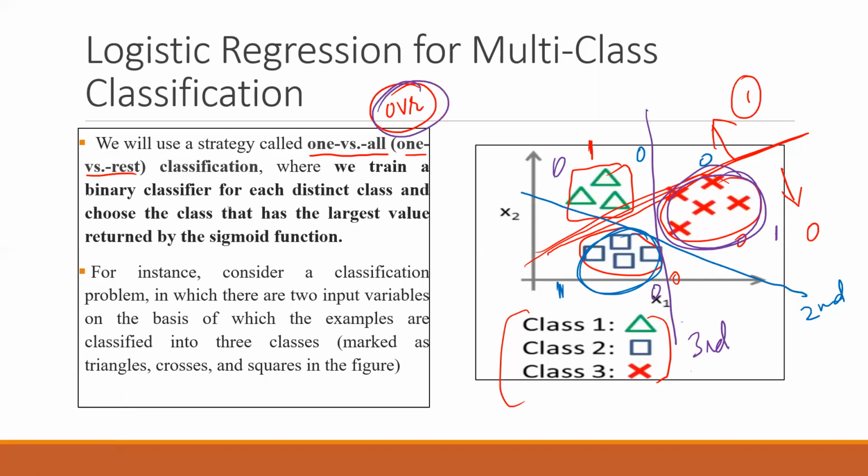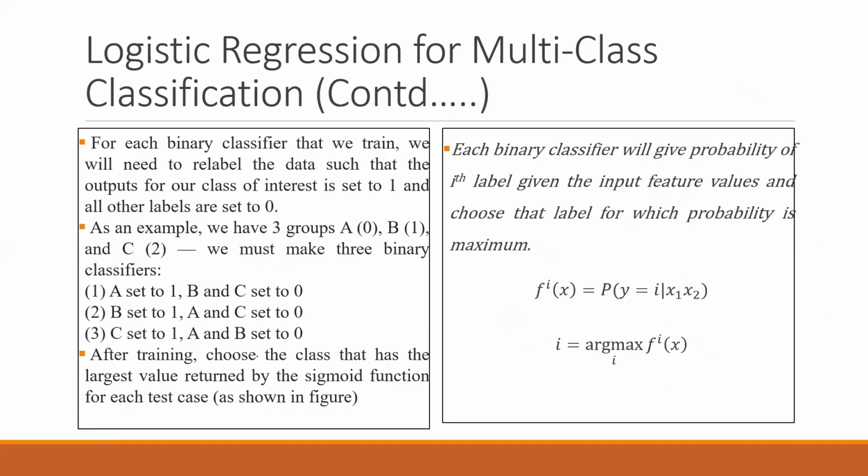Let's study what's being written here, where we can train a binary classifier for each distinct class and choose the class that has the largest value returned by the sigmoid function. So it means that when we are trying to use this OVR technique, we have to consider one distinct class. Now, for instance, consider a classification problem in which there are two input variables on the basis of which the examples are classified into three classes. So how do we do this? We will look into the detail now.